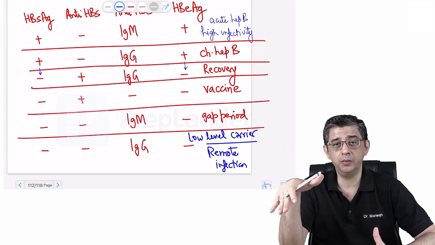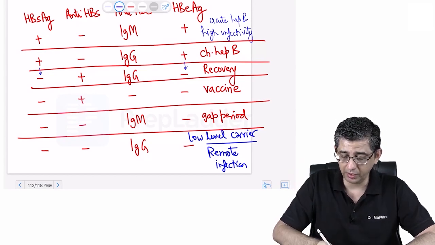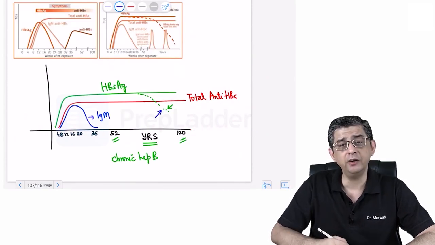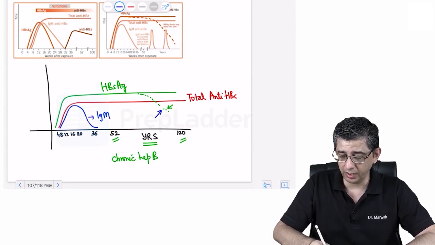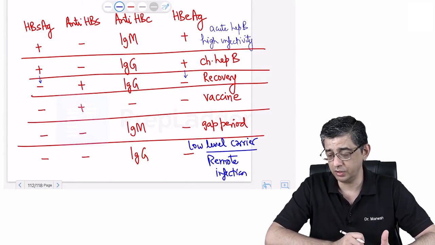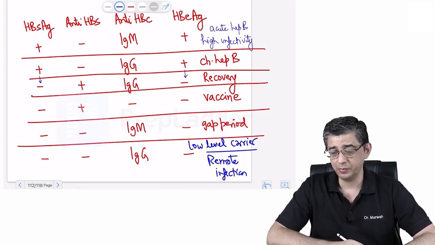You remember the curves that I made before you, especially for chronic version. I'll just go back and show you this curve that I had drawn, and you can see that surface antigen was showing a declining trend. So it might actually go below the level of threshold, because of which I have mentioned in this particular table the description of remote infection / low level carrier, primarily because the surface antigen has gradually disappeared in the patient.